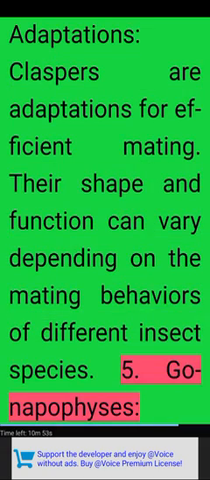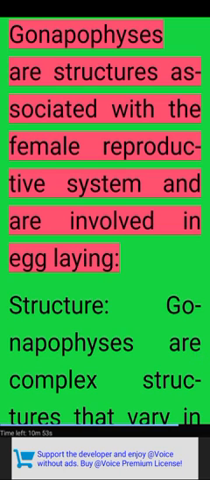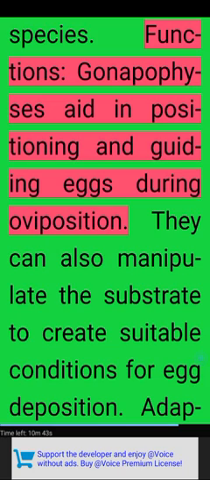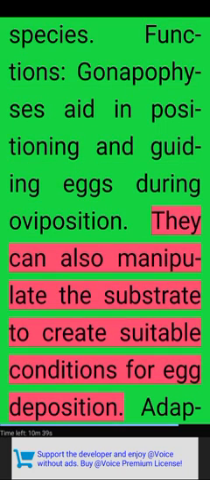5. Gonapophyses. Gonapophyses are structures associated with the female reproductive system and are involved in egg laying. Structure. Gonapophyses are complex structures that vary in shape and arrangement, depending on the reproductive anatomy of the species. Functions. Gonapophyses aid in positioning and guiding eggs during oviposition. They can also manipulate the substrate to create suitable conditions for egg deposition.